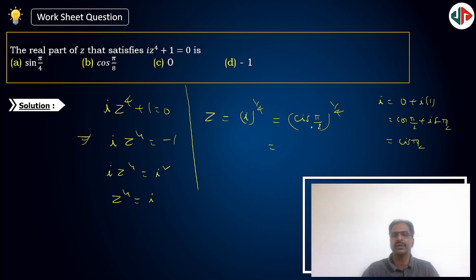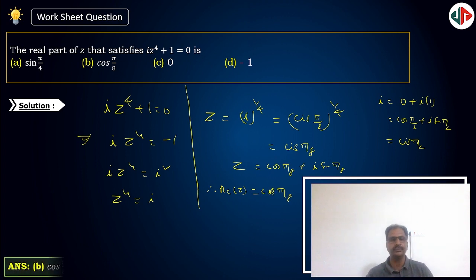From De Moivre's theorem, one of the values of cos pi by 2 plus i sin pi by 2 whole power 1 by 4 is cos pi by 8 plus i sin pi by 8. This is z. Therefore, what is real part of z? Cos pi by 8. Option B.